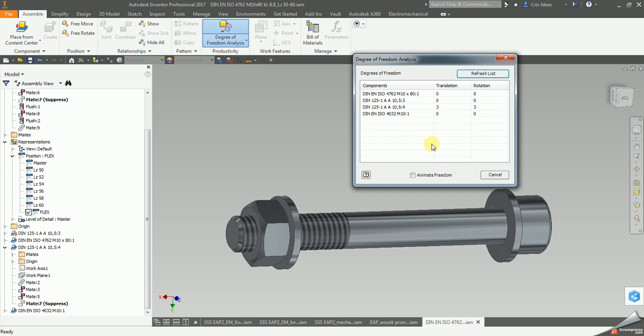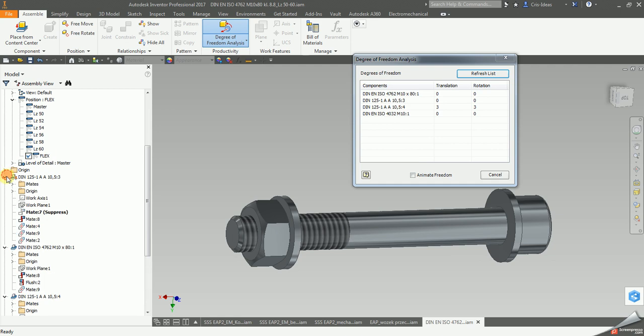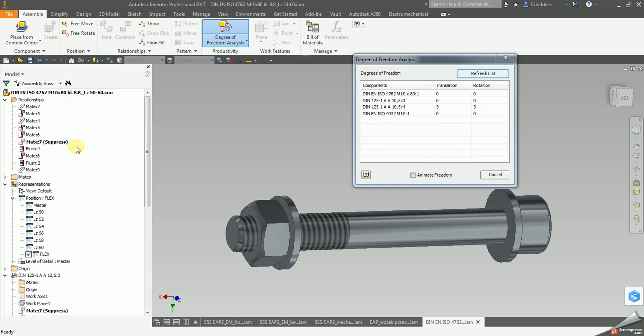So something is not working with the degree of freedom analysis in the positional representation. This is not true. This is obviously not true. The constraints are as they were in the master positional representation. All are on.